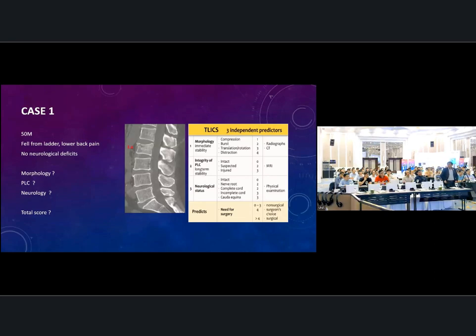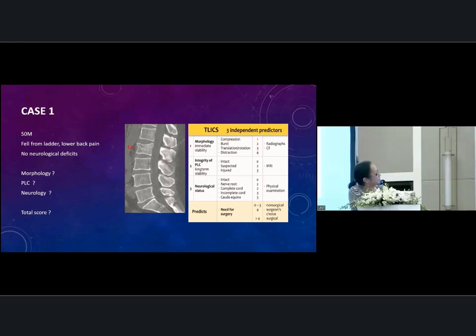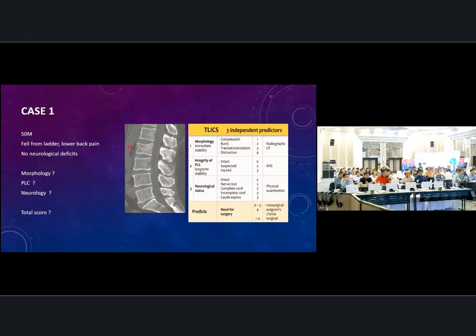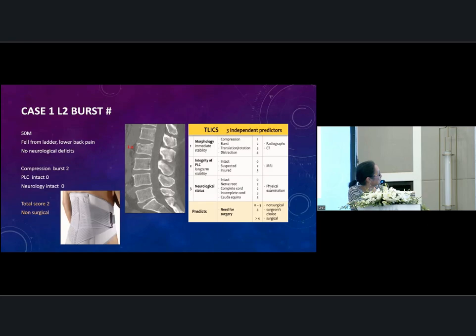So this is a 50-year-old male, fell from a ladder, lower back pain, no deficits. This fracture goes to the back, but this is intact. Morphology score 2. So burst fracture? What's the PLC? 0? Yes. Neurological status 0, 2. So yeah. Excellent. Score 2, non-surgical. Okay.